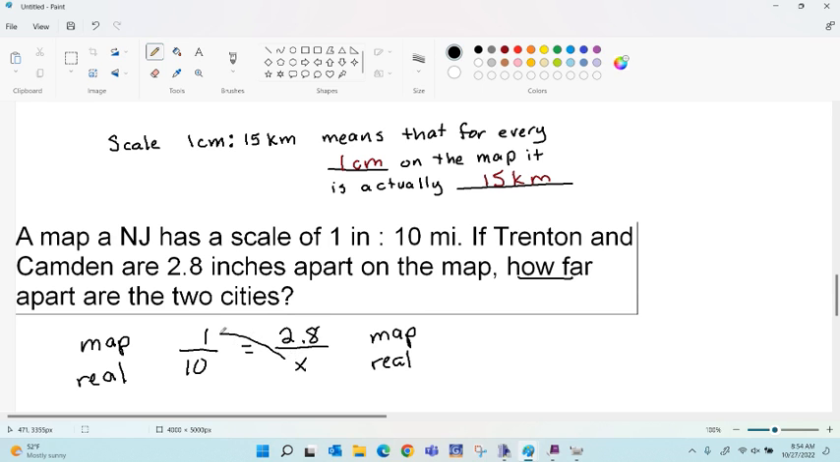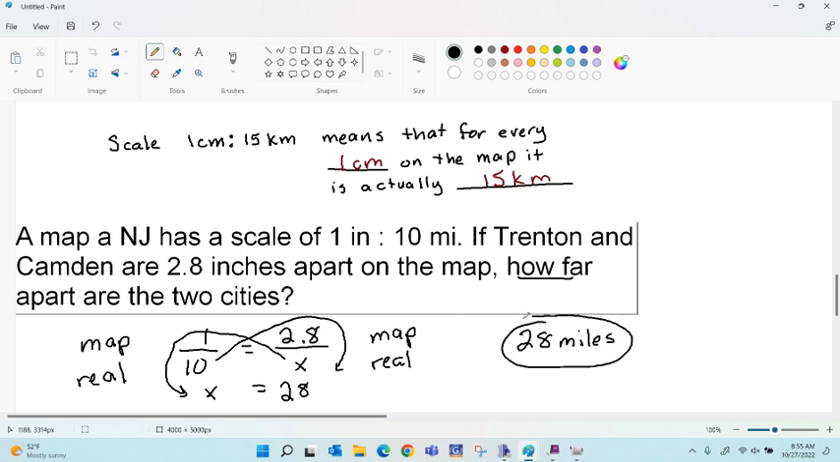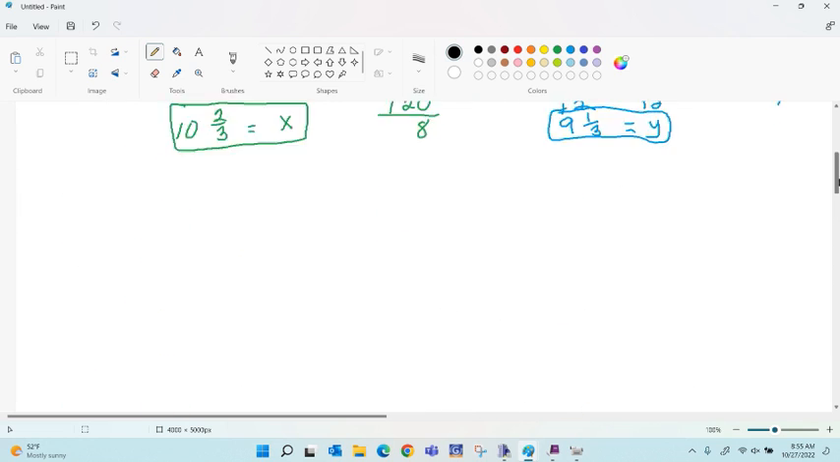So cross multiplying, this gives us 1x equals 10 times 2.8, which is 28. But what's my unit on that? 28 what? 28 miles. Because we're looking at the reality side of it. Okay, this is our map in inches. This is our real in miles. So since the X is in the real spot, that makes it 28 miles is our real answer. Okay, so the scale factors are kind of pretty neat because they give a nice answer.